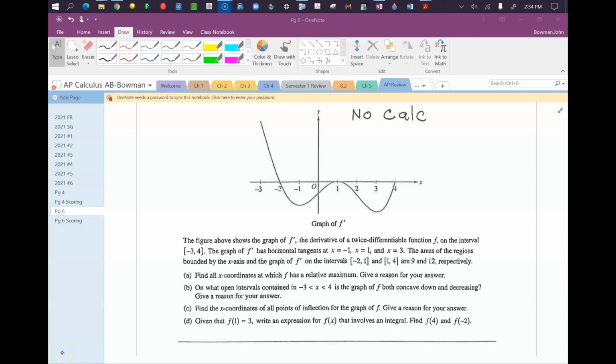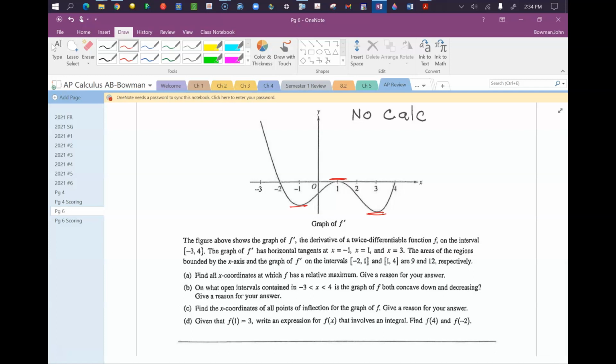In this second problem, it is also a no calculator problem. We are given the graph of f prime. The figure above shows the graph of f prime, the derivative of a twice differentiable function f on the interval from -3 to 4. The graph of f prime has horizontal tangents at x equal -1, x equal 1, and x equal 3. So the derivative of f prime is equal to 0 at those places.